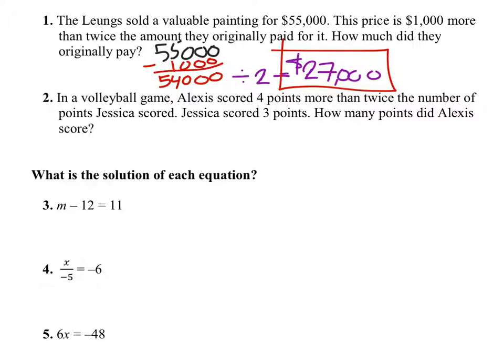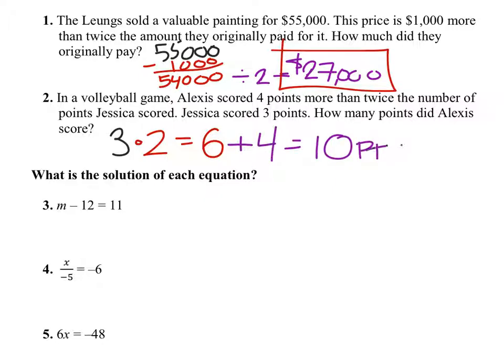Bam, we got it. Number 2, in a volleyball game, Alexis scored 4 points more than twice the number of points Jessica scored. And then it tells us how much Jessica scored. So Jessica scored 3 points. And then Alexis scored twice that much, which would have been 6 points. But then Alexis also scored 4 more points, which gives Alexis 10 points.